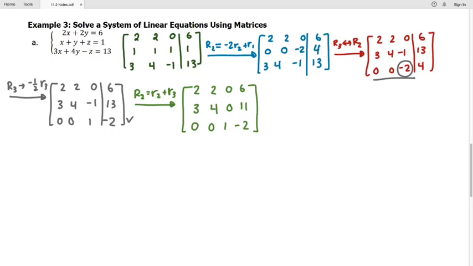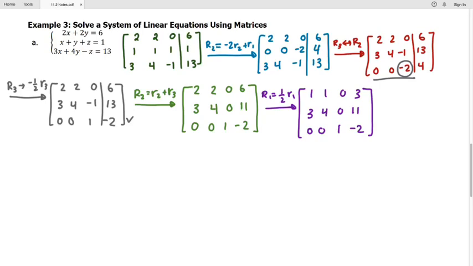Okay, after that, let's see, where can we go? I'm going to divide the top row by 2. So I'm going to replace the top row by 1/2 times the top row. So that's going to give us 1, 1, 0, 3. And then we get 3, 4, 0, 11, 0, 0, 1, -2. And we are getting closer.